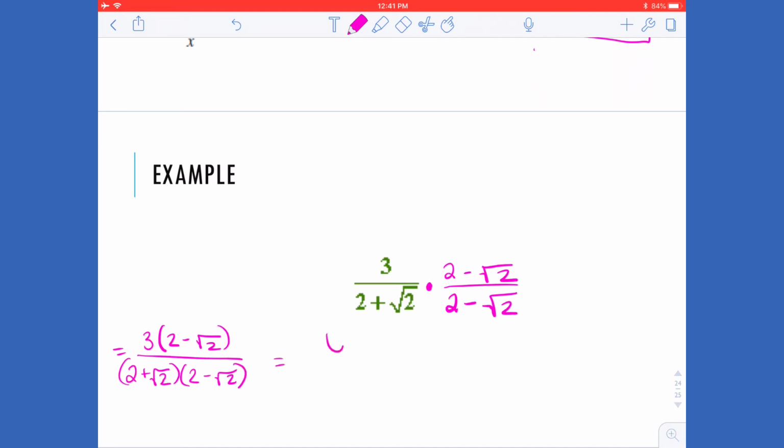So that is 6 minus 3 square roots of 2 on top. And then I get 2 times 2 is 4. And the plus and minus for my outer and inner cancel out. And then I am left with square root of 2 times square root of 2 is square root of 4, which is just 2. And this is 6 minus 3 square roots of 2 all over 2. And that is my final answer.